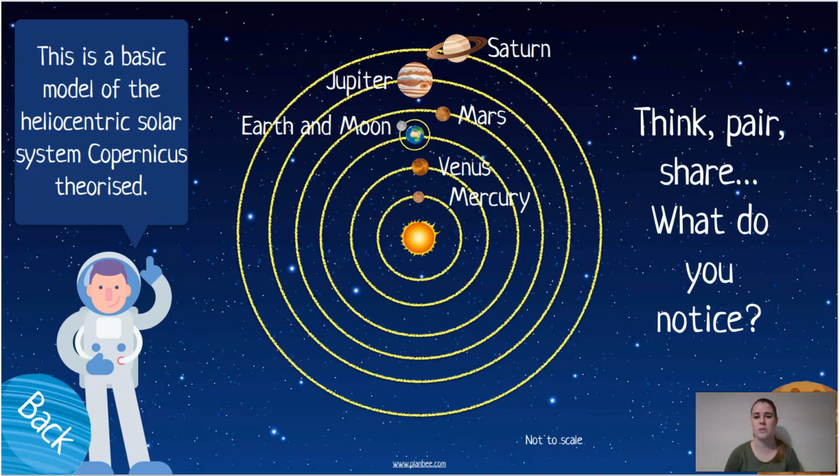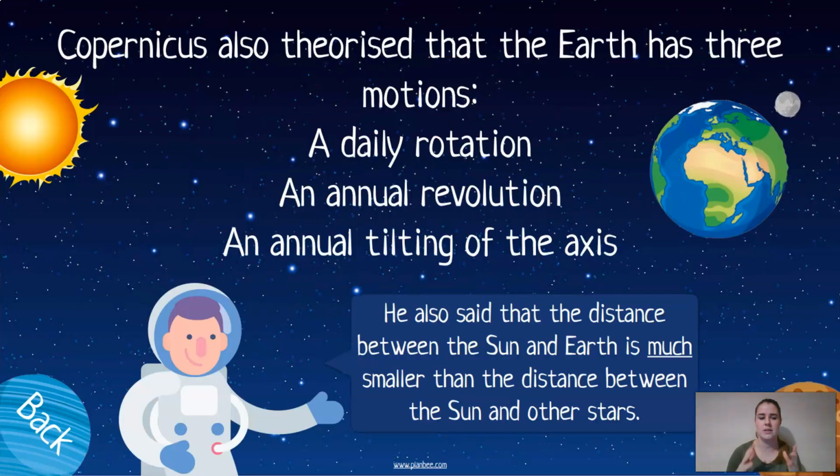Okay, so have a think about this model. What looks different to this model than the last one? Okay, well, let's have a look then. So Copernicus theorised that the Earth had 3 motions, and this is what we've been looking at. We know one, the Earth moves on a daily rotation. We have 24 hours. We have half of it in day and half of it in night. When we have our seasons, obviously those days and nights are longer or shorter, but one way or another, we do a full 24-hour rotation, so a daily rotation.